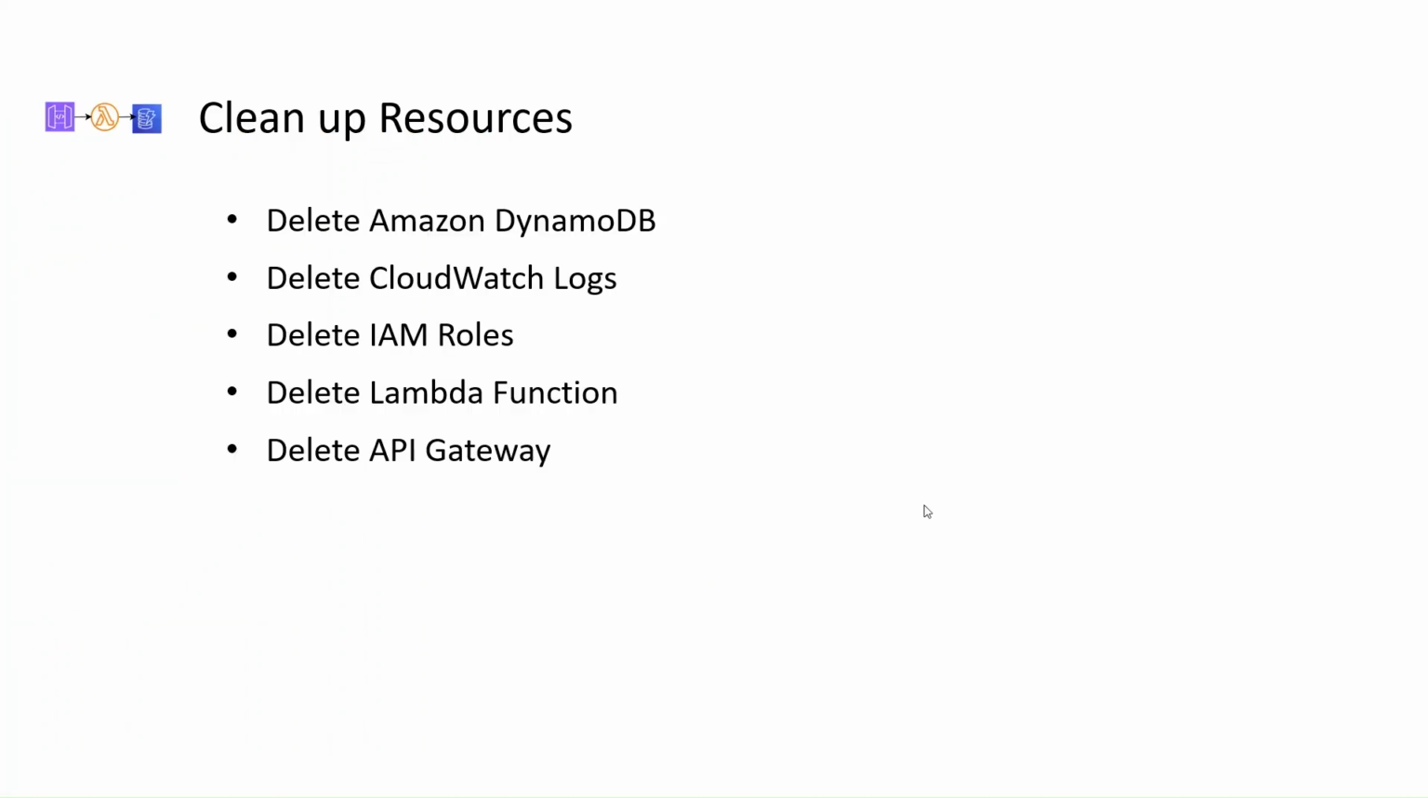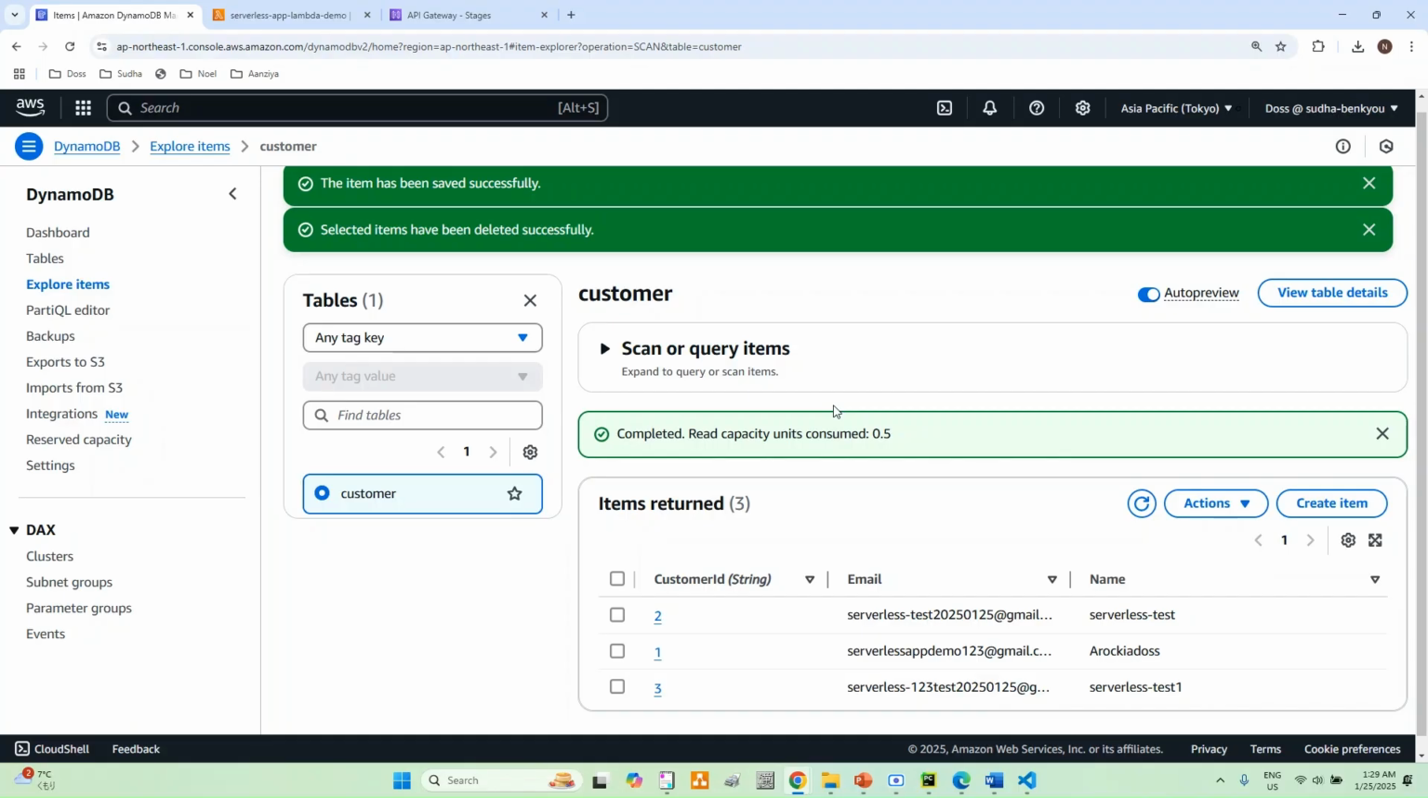As we have created many resources for this tutorial, we need to clean up those resources. For this, first we will delete the Amazon DynamoDB, next the CloudWatch logs, then the IAM roles, then the Lambda function, and then the API Gateway. Let's go into the AWS console and delete the resources. I am in the AWS console.